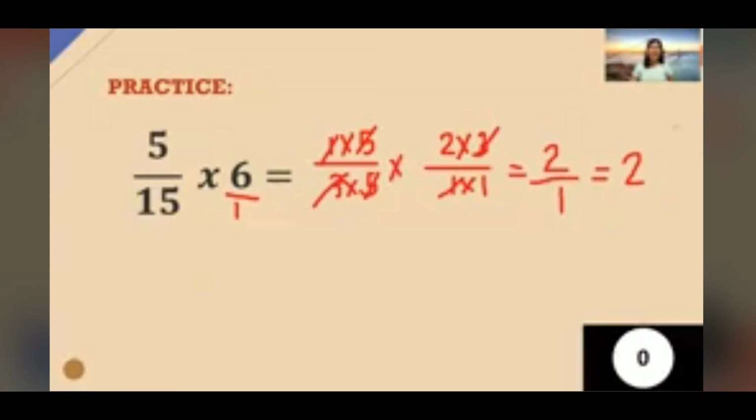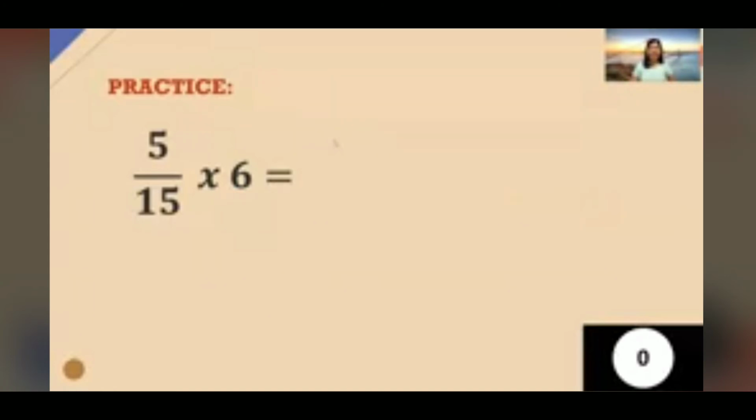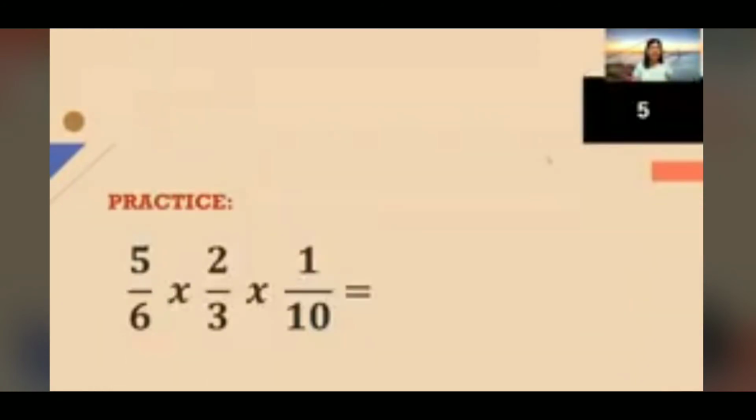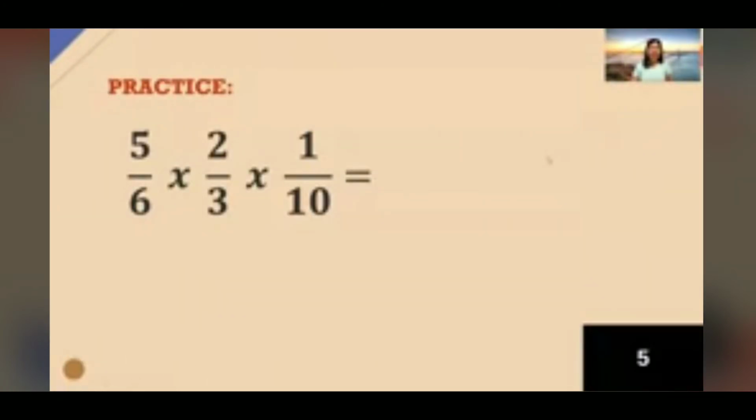Amazing. Next one. Here, as you can see, are 3 fractions. So, you have 3 factors. Come on and write it down in your papers. You can see your timer on your screen, and that timer starts now.